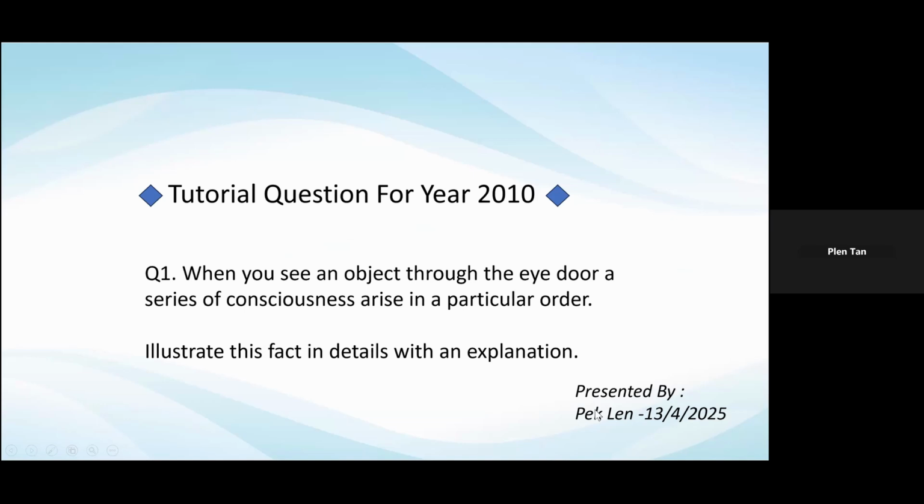Okay. So this is my question. Year 2010: when you see an object through the eye door, a series of consciousness arise in a particular order. Illustrate this fact in detail with explanation. Okay.